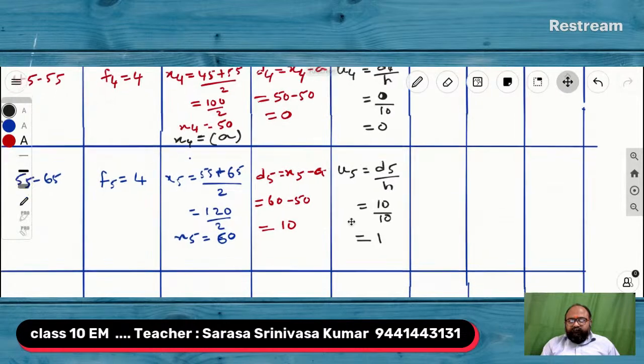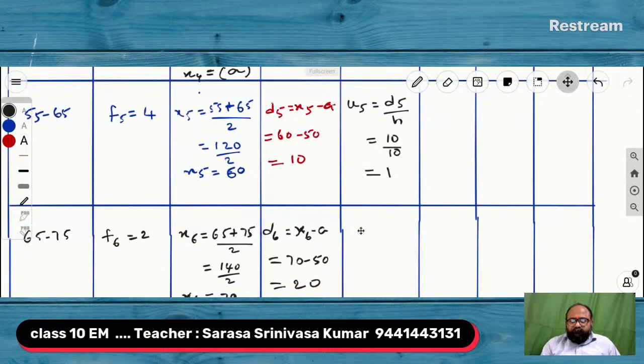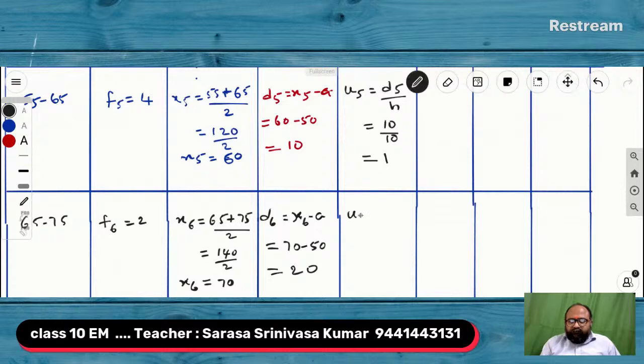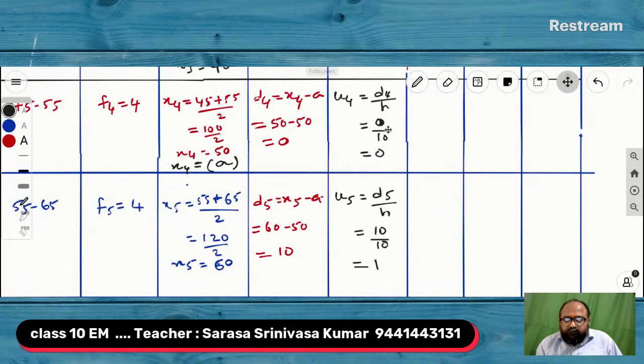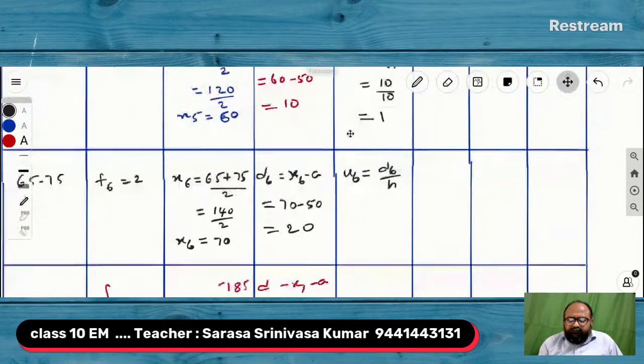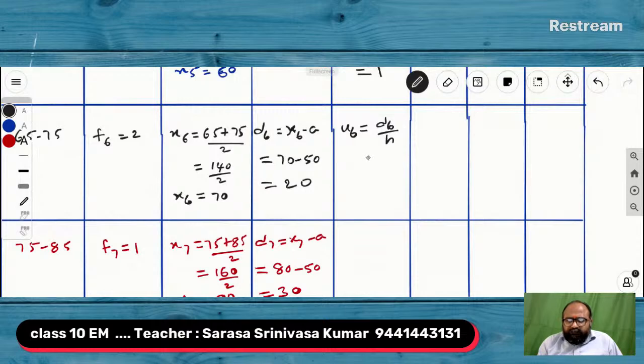And next U6. U6 equal to D6 by H. U4 equal to 0, U5 equal to 1. U6 equal to D6 by H, that equal to 20 by 10. So we get U6 equal to 2.